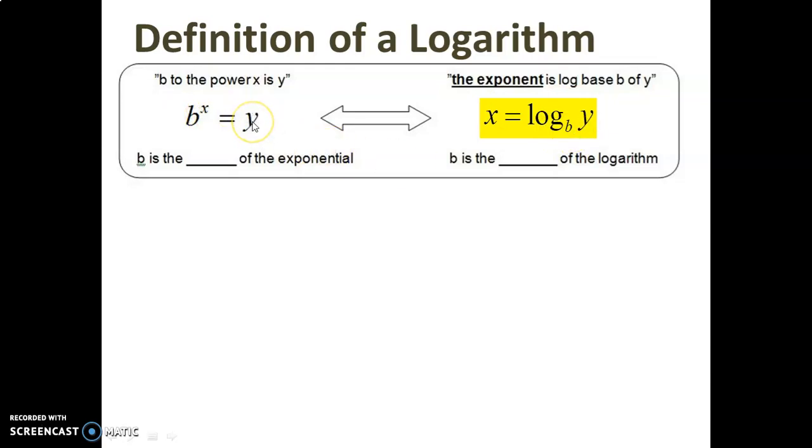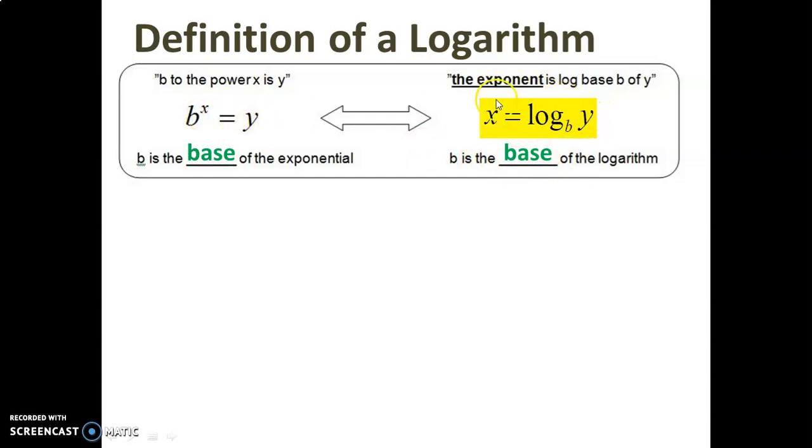This thing on that side of the equation becomes that with the log, so log base b of y equals the exponent. So it always equals the exponent, okay? Remember that. In this case, b is the base of the exponential function, and here b is the base of the logarithmic function. So the base remains the base.